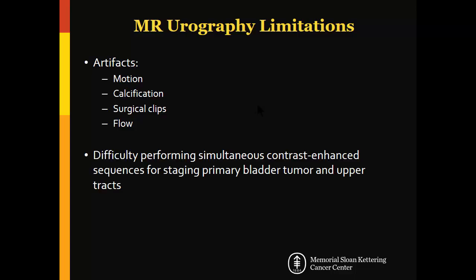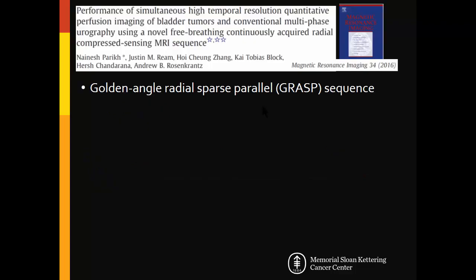Now, one of the things that has traditionally hampered the use of MRU a little bit has been that if you need to stage the bladder cancer and you need to image the upper tracts, it's been a little difficult to negotiate how you're going to evaluate the contrast enhancement of the bladder, and at the same time, how are you going to evaluate the upper tract? So the timing of the contrast and the type of the sequence doesn't quite work out most of the time, and usually that led to two separate examinations, and usually that was a bit of a problem.